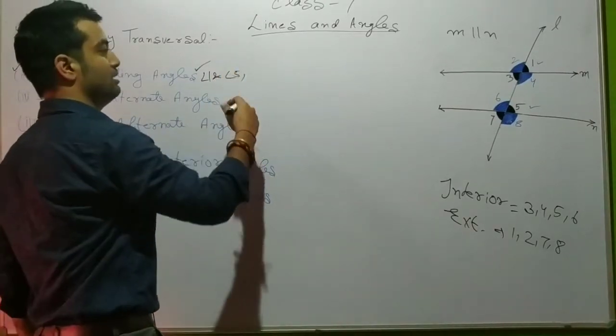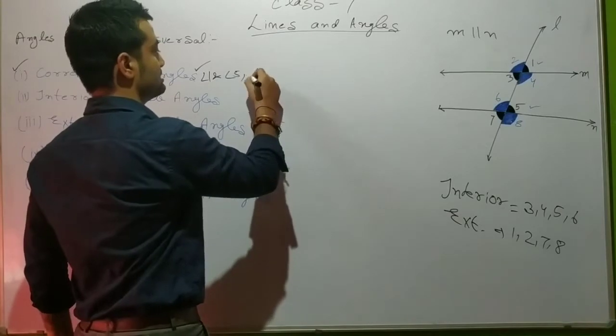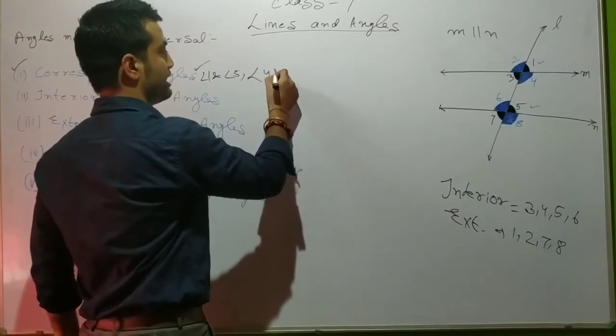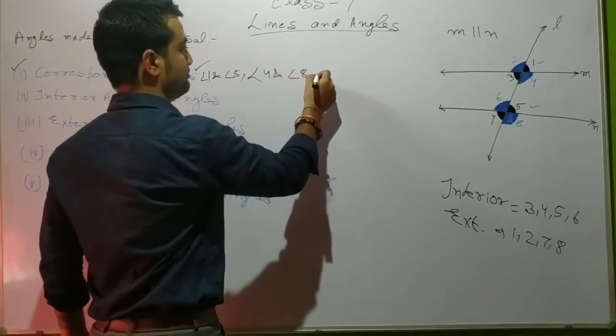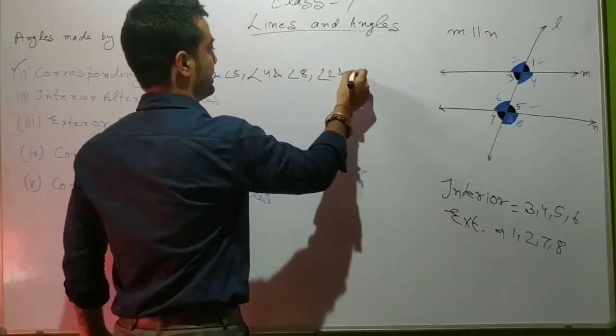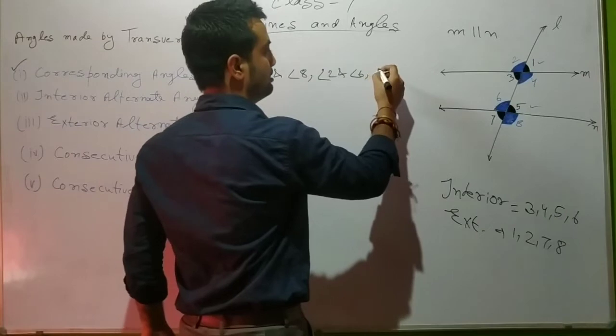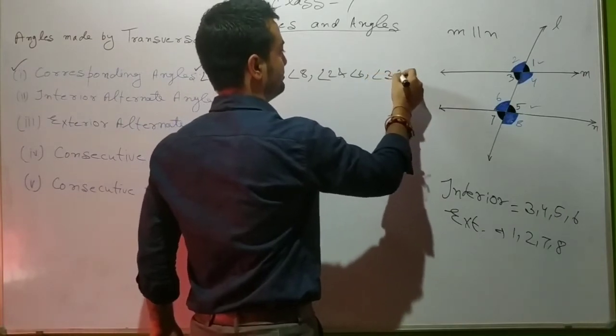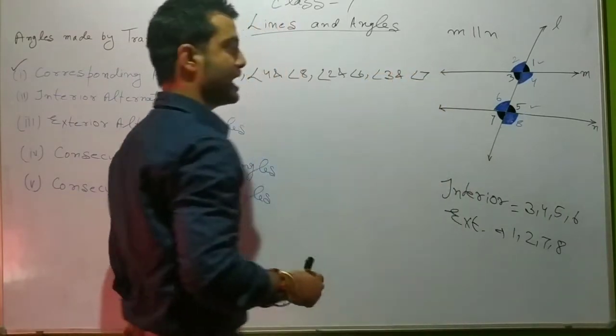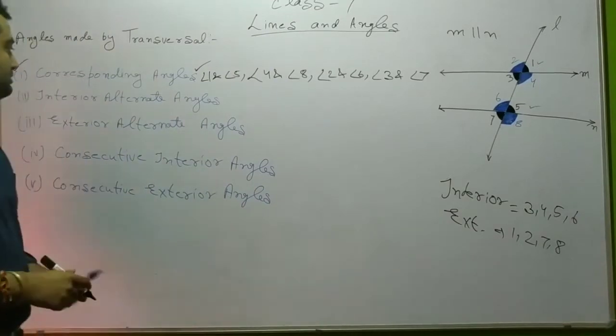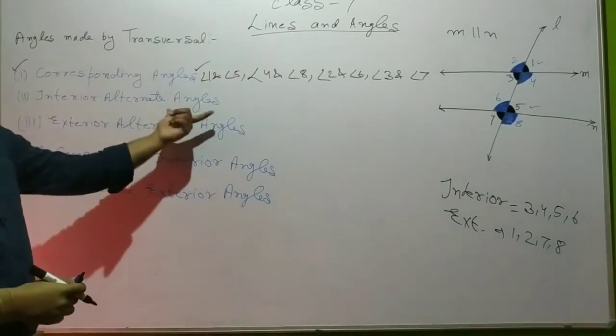Also, the more pairs of corresponding angles here are angle 4 and angle 8, angle 2 and angle 6, and angle 3 and angle 7.